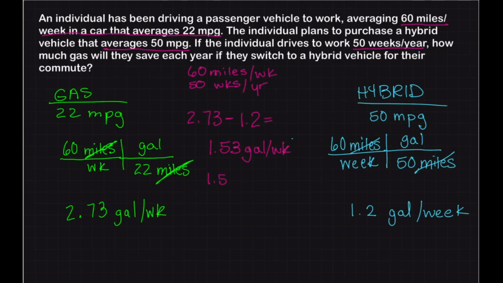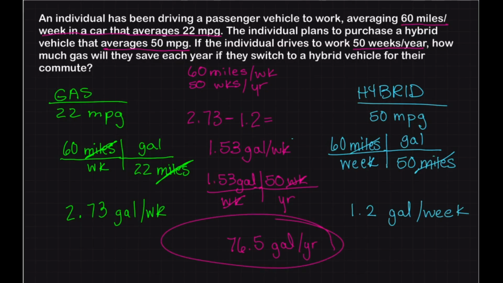And just to show you that the units work out, we have gallons per week, and then we have 50 weeks a year. So this is going to give us gallons per year. And so that's 76.5 gallons a year. That's how many gallons they save per year. And then if you know how much the gas costs, like $3 a gallon, $4 a gallon, whatever it is, then you would know how much money they would save per year. So hopefully this helps you answer this type of question.